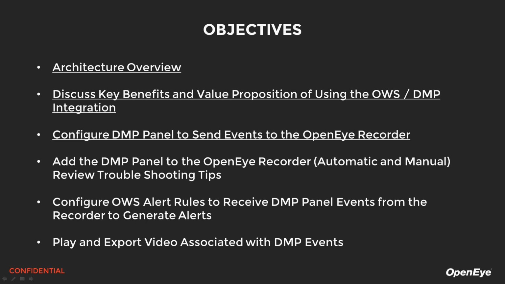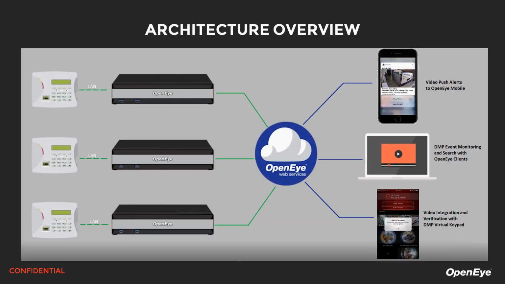After configuring the panel to send events, we will add the DMP panel to the OpenEye recorder. Once the panel is added, we will configure OWS alert rules to receive DMP panel events from the recorder to generate alerts. And finally, we will round things out by playing and exporting video associated with DMP events. With our objectives defined, let's get started.